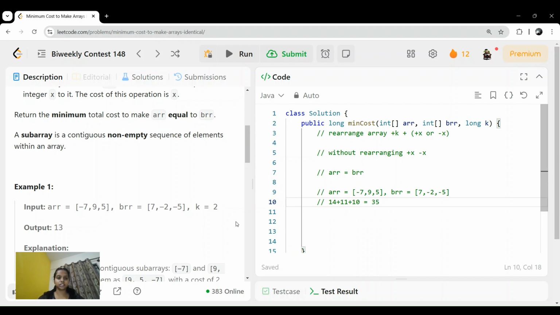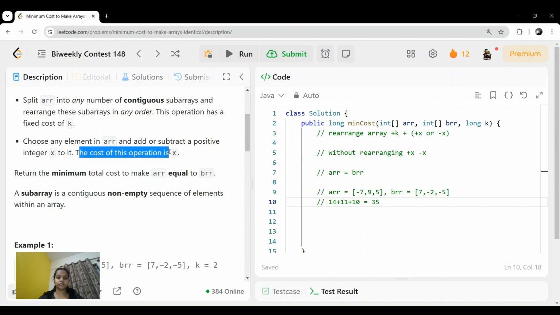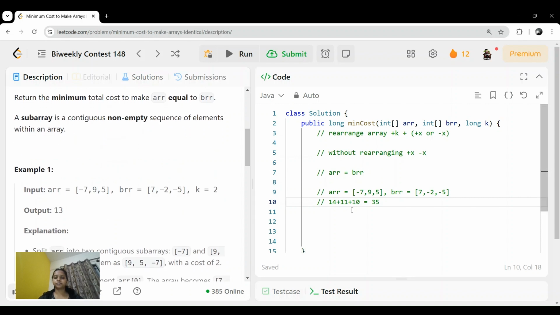We are considering this. Here you can see the cost of operation is x, either add or subtract. Now the second thing is to rearrange the array. Rearranging means, which will be the optimal one? If we sort both arrays and find the difference, that will be better.